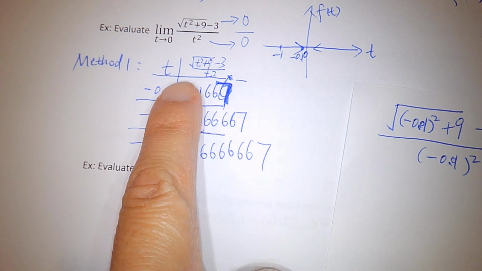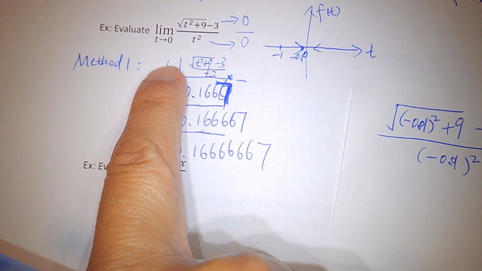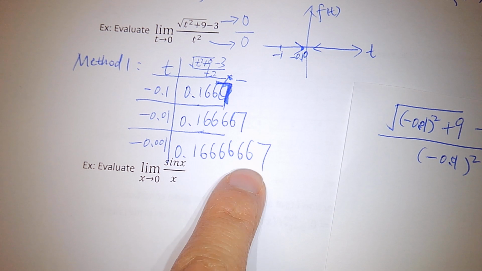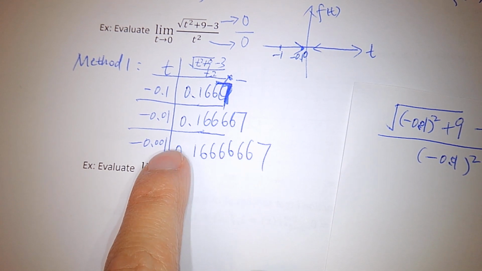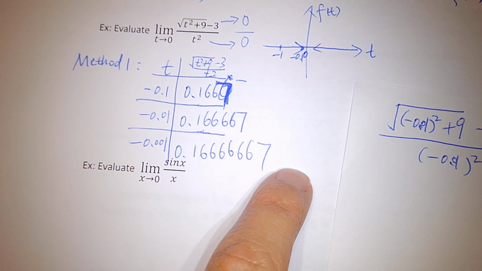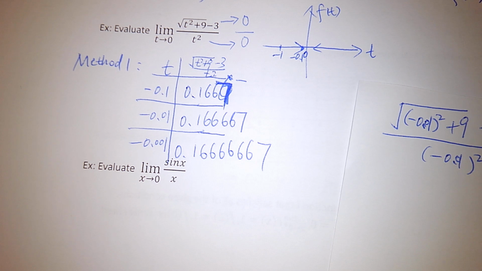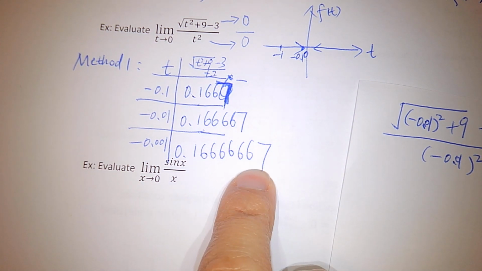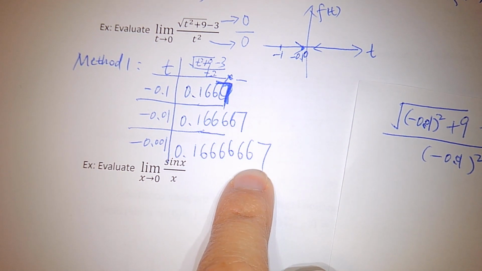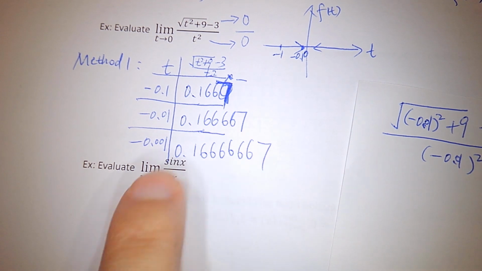But guys, can you see the pattern? When t approaches 0, what is this number getting close to? 1.66666, and if you don't stop, the 6 keeps repeating. What is this decimal number getting close to in a fraction? 1/6. Okay, 1/6. So we can guess.